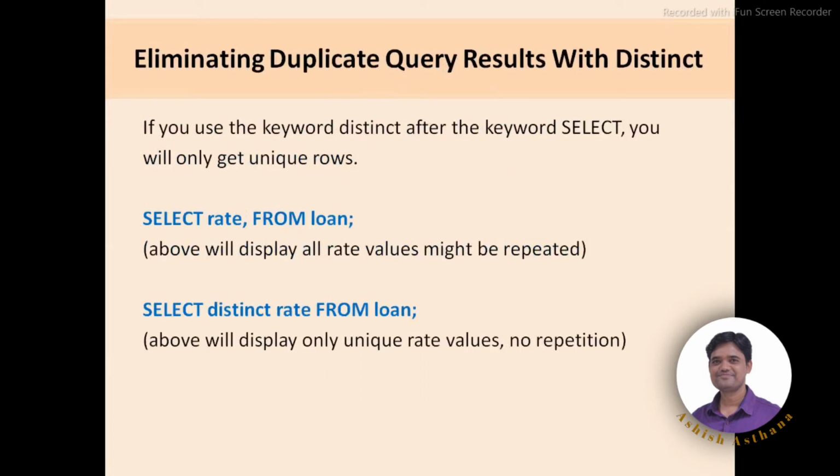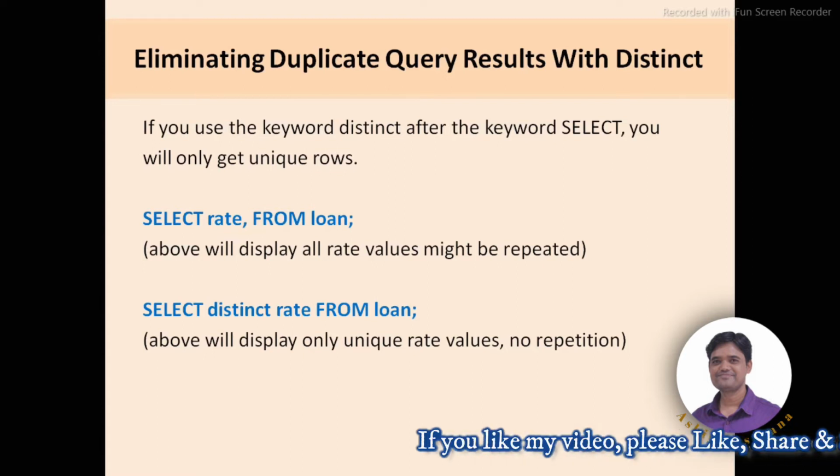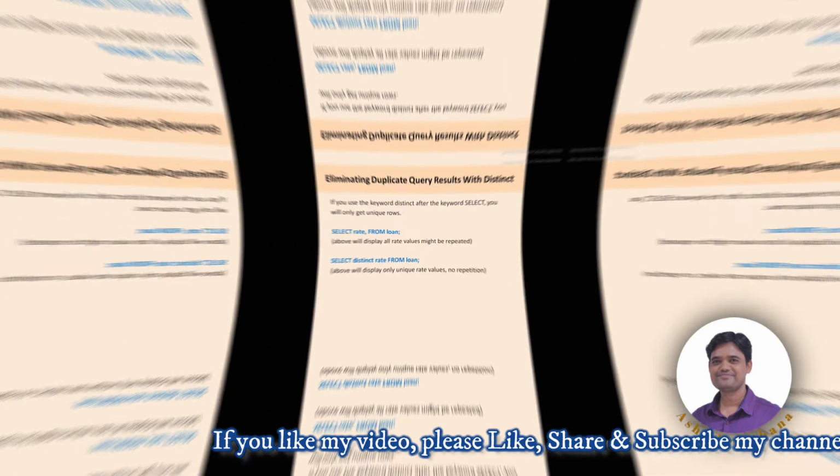How to remove duplicate records with distinct keyword? If you use the keyword distinct after the keyword select, you will only get unique rows. So the distinct clause will remove all the duplicate values and display only unique values. So let's see how to use these queries with MySQL. Let's start with practical.